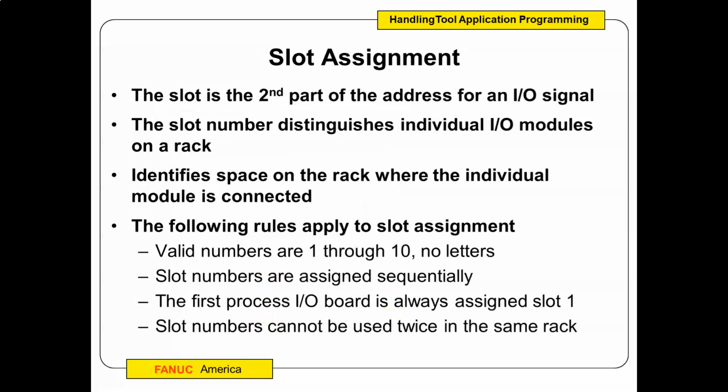Second, part of the assignment is the slot number. So on a physical rack, it's which one of those slots, and we'll look at a picture that has that. That's sort of which I/O module it is. Again, slots are 1 through 10. And some simple things, like you can't use slot numbers twice in the same rack.